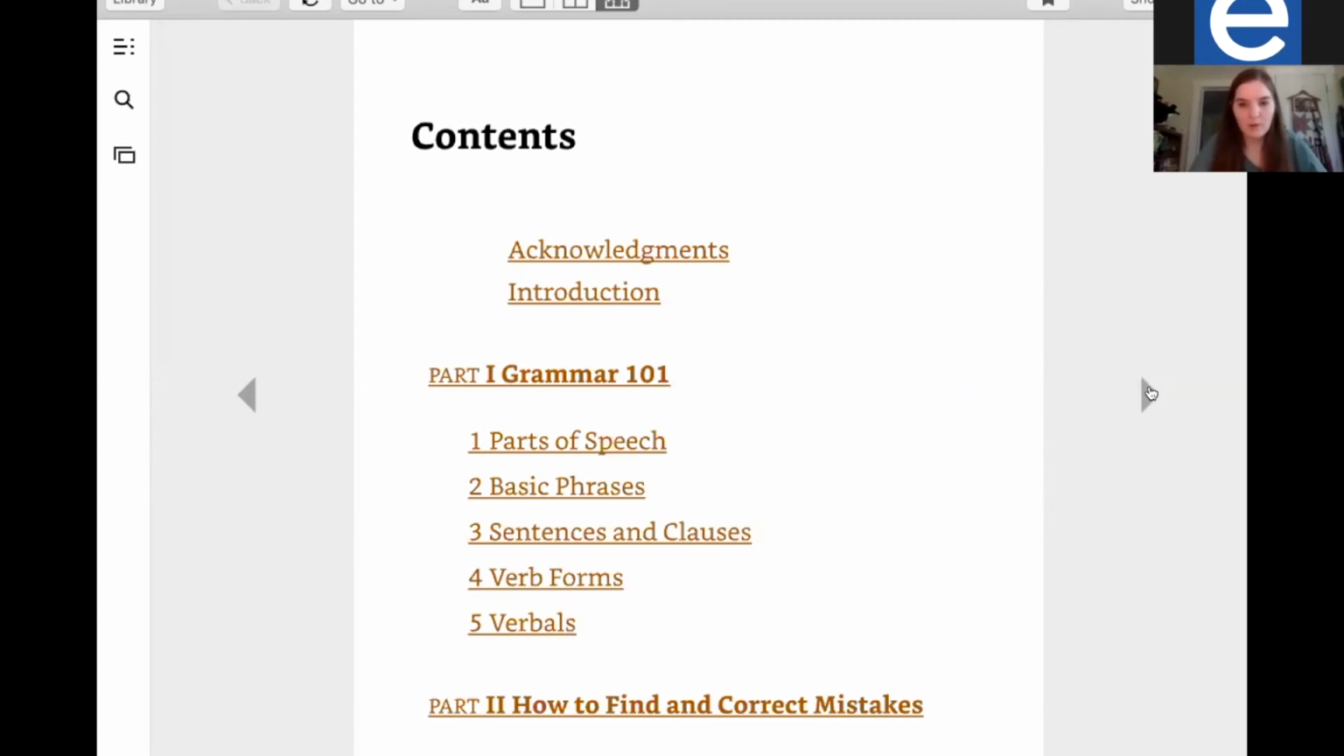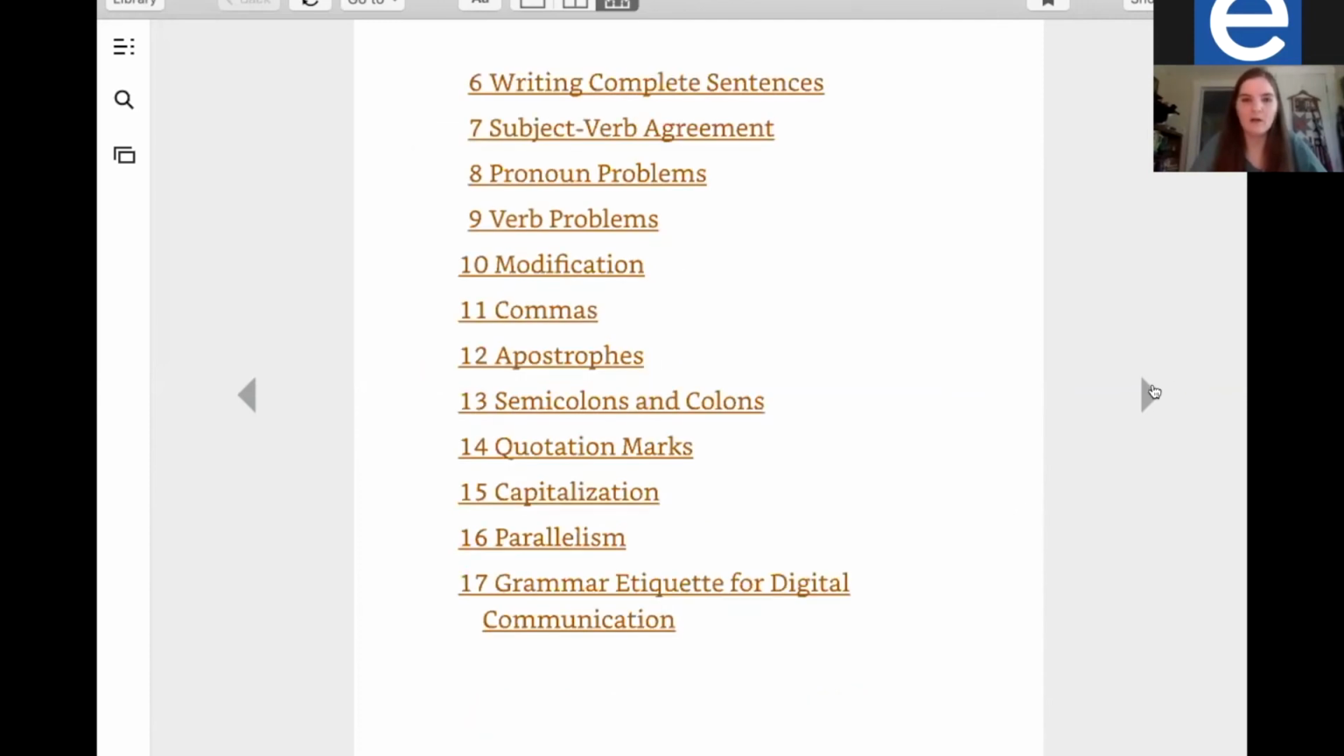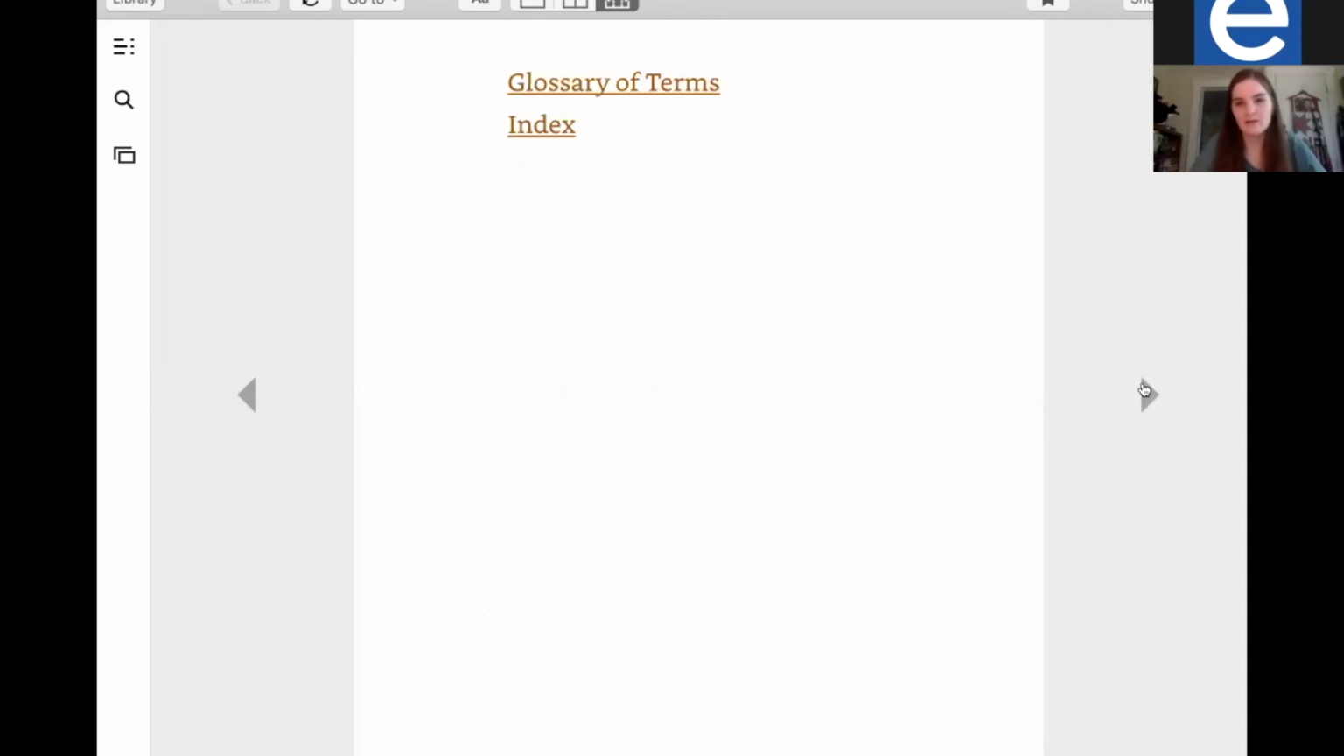So we've given you kind of an overview of grammar here with the parts of speech, the basic phrases, sentences and clauses. You also have things like verb forms, verbals. You have writing complete sentences, subject-verb agreement, pronoun problems. All of these types of concepts are things that they can test you on in the ACT or in the SAT here.